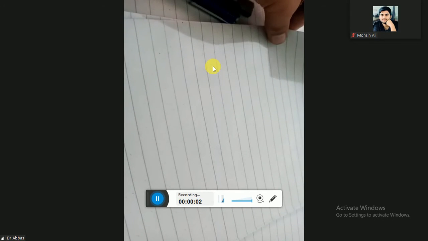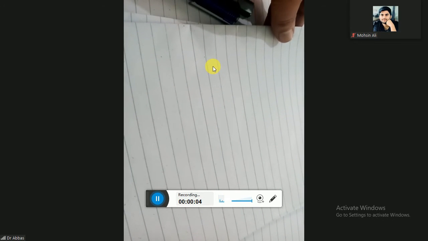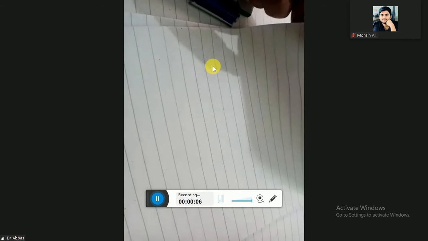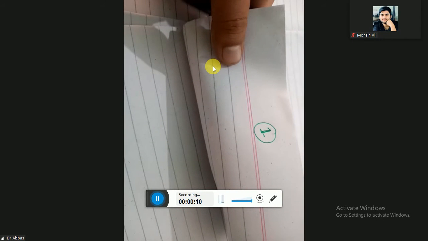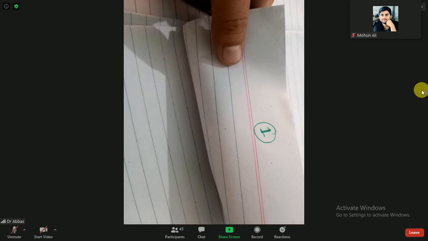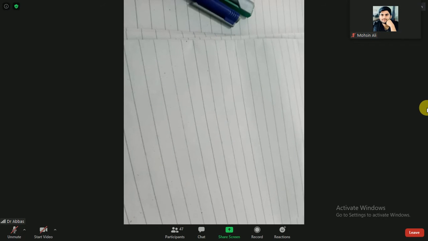So before starting the lecture, for my notes, I will give the numbering for the sequence. Look here. This is the first page for delivering the lecture, the first page of the notes. So I will give G and anatomy of the skin.